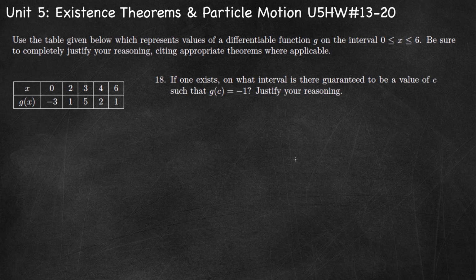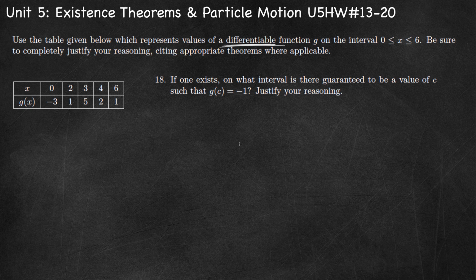Number 18: if one exists, on what interval is there guaranteed to be a value of c such that g of c equals negative 1? We can use the intermediate value theorem for this problem. I'm guaranteed that somewhere g will equal negative 1 if I can find two endpoints where negative 1 is in between the y-coordinates of those endpoints, because I know that I have a continuous function. And I know that g is a continuous function because I was told that it's a differentiable function. And if it's differentiable, it's automatically continuous.